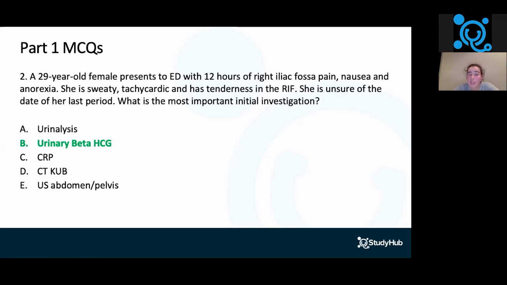She's also sweaty and tachycardic, which suggests she's unwell. And she's also unsure of the date of her last period. So it's really important that we rule out a ruptured ectopic pregnancy as soon as possible, because that's probably the most likely thing that will kill her. So that's why beta-HCG is probably the most important initial investigation. All of the other investigations might be useful for this patient, but the urinary beta-HCG is definitely one of the most important.